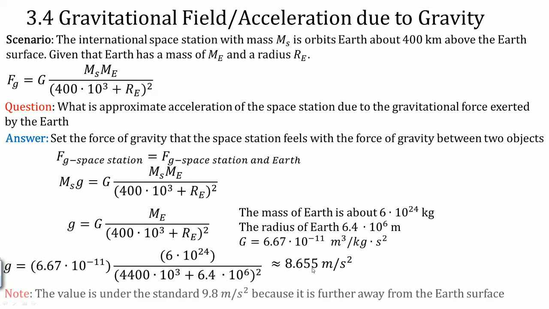This makes sense because on Earth, if we stand on the surface of Earth, we feel 9.8. As we move away from the surface, it gets less because there is an inverse relationship. So this value here is under the standard 9.8 because it is further away from the Earth's surface. So there you go. This should tell you about the acceleration.